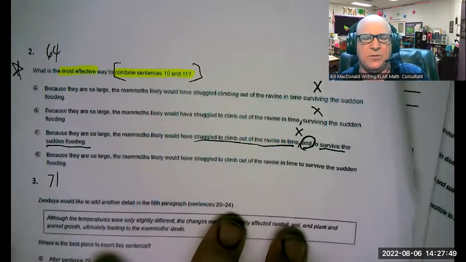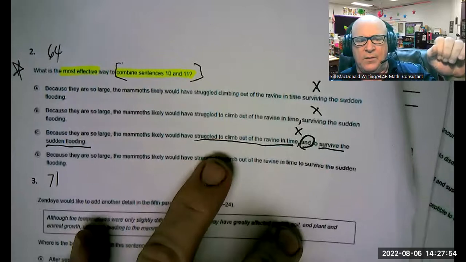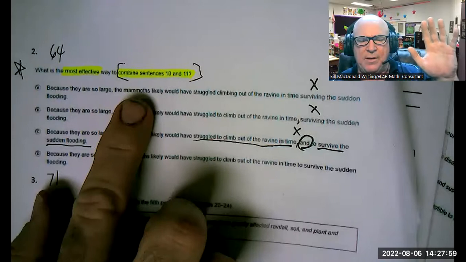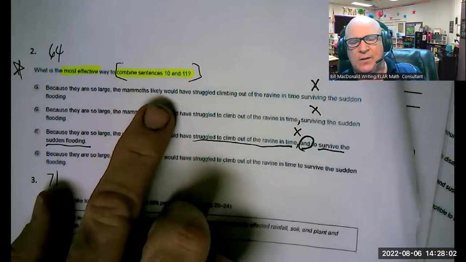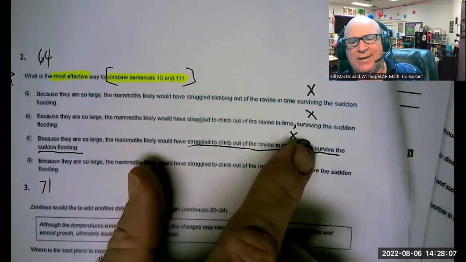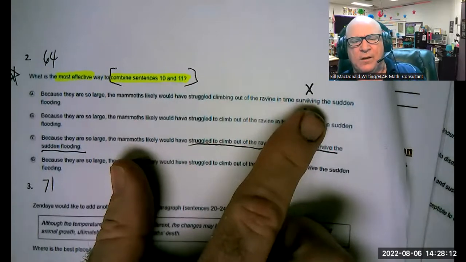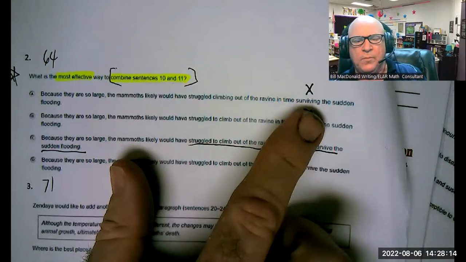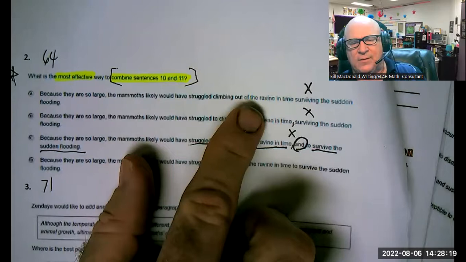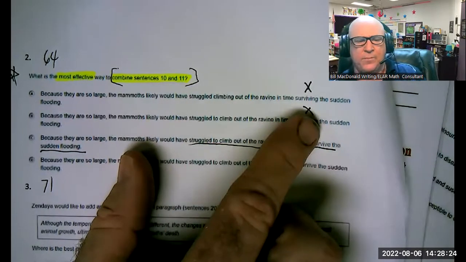A, capital. Because they are so large, comma, independent clause, the mammoths, plural, likely would have struggled climbing out of the ravine in time, surviving. Since they changed, that would have been hard to survive. I'm going to put a little X there to see if there's one better, because it sounds like they're going from struggling to climb out of the ravine to surviving, and they wouldn't be surviving the sudden flooding.